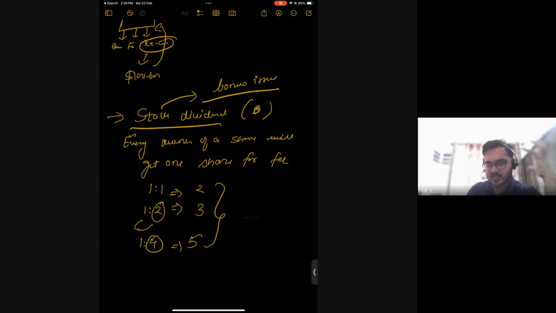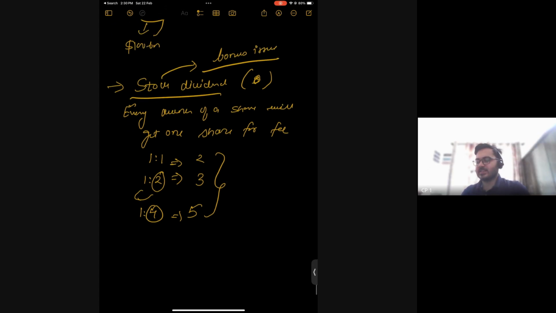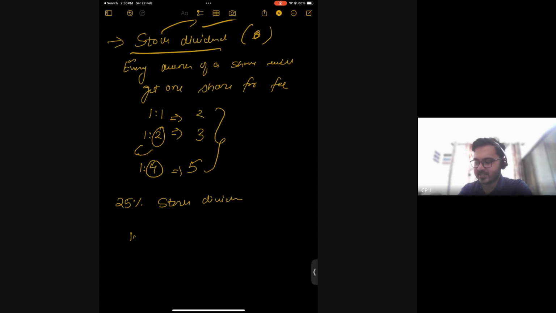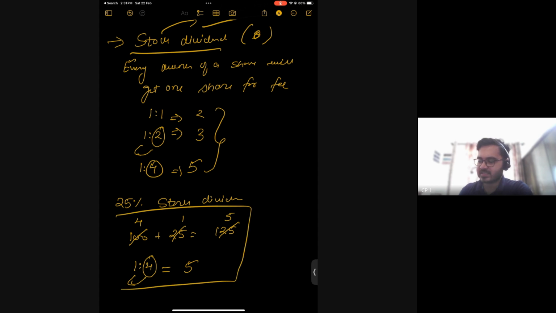It can be expressed as a percentage as well. So if I say that a 25% stock dividend is given, it basically means that if you owned 100 shares, you will get 25 more shares and your holdings will become 125. It is similar to saying 1:4. An owner of every 4 shares will get 1 more share and his ownership will become 5. So 100 is nothing but 4, 25 is nothing but 1, 125 is nothing but 5. Similar to this, stock dividends are declared.